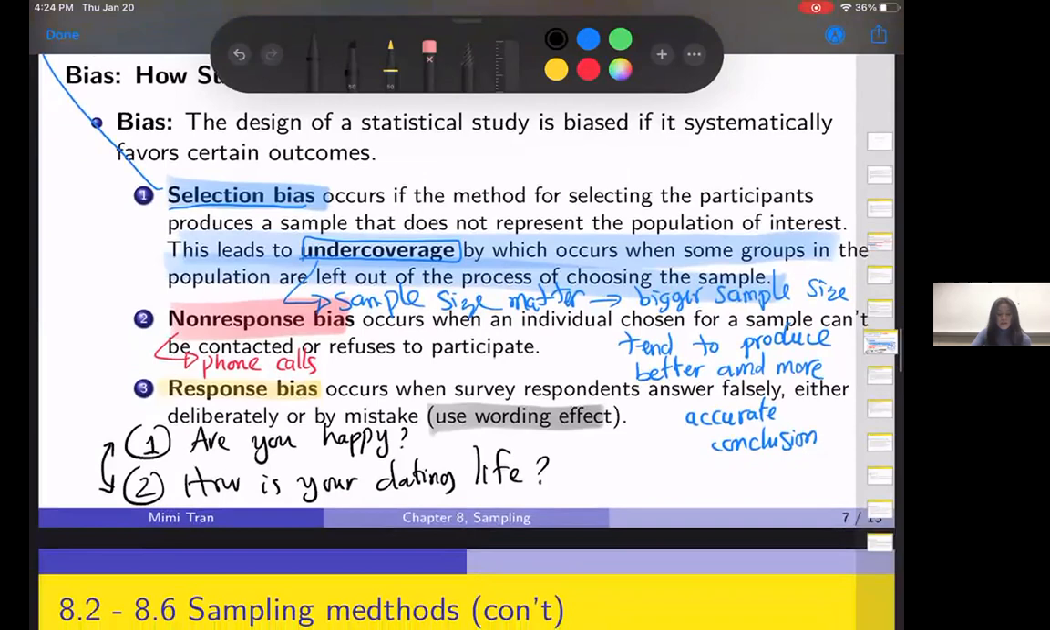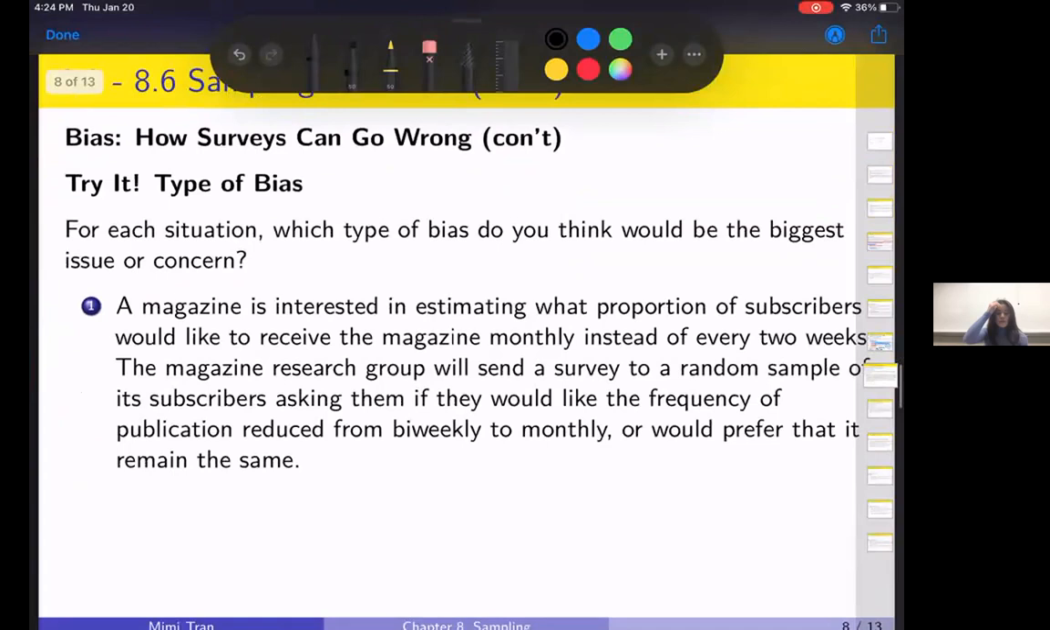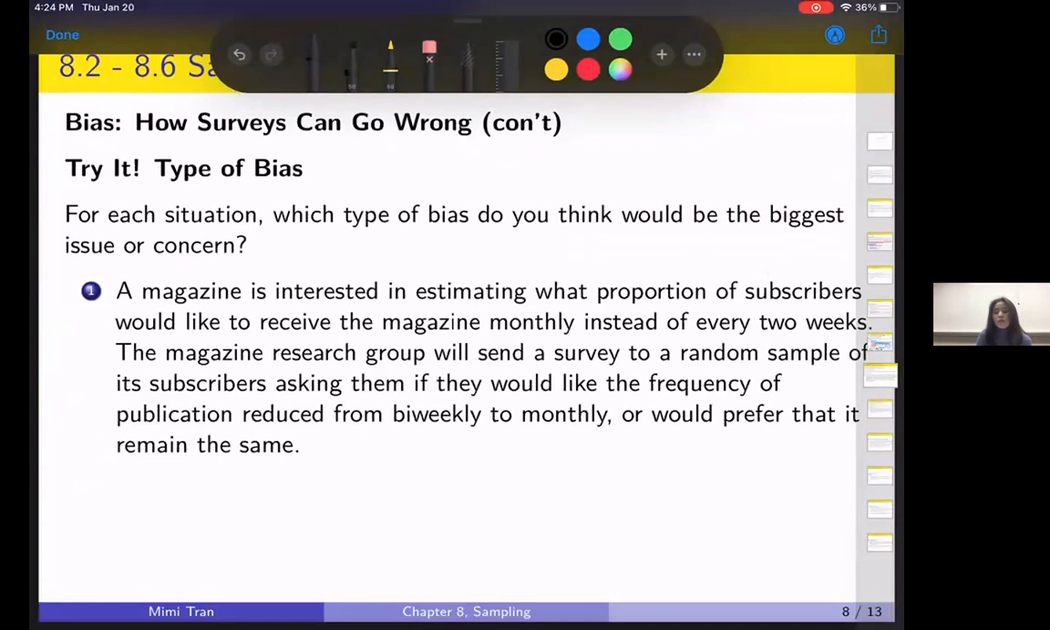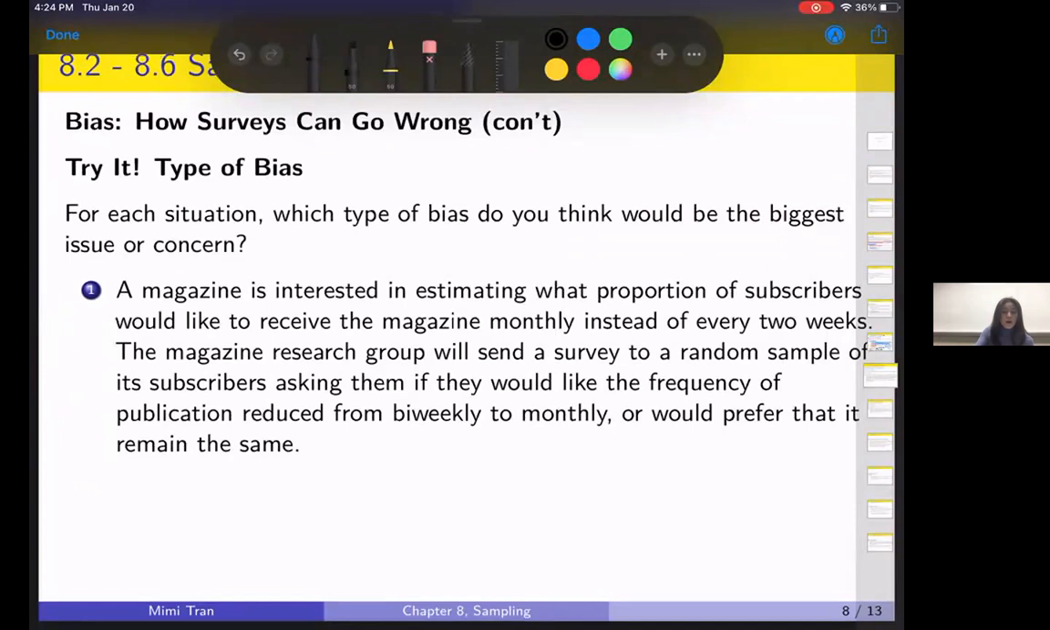Okay, let's try this one. For each situation, which type of bias do you think would be the biggest concern? A magazine is interested in estimating what proportion of subscribers would like to receive the magazine monthly instead of every two weeks. The magazine research group will send a survey to a random sample of its subscribers, asking them if they would like the frequency of publication reduced from biweekly to monthly, or would prefer that it remain the same. They actually received it biweekly first, and now they ask if you want to receive it monthly instead. So what's wrong with this question?